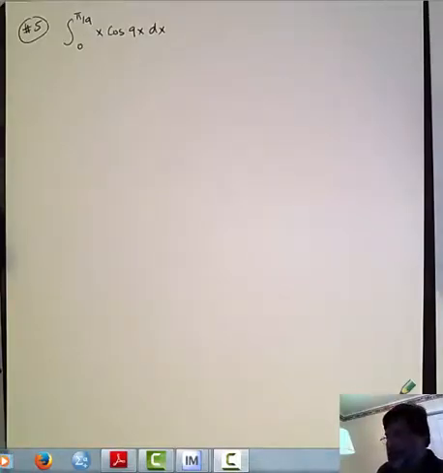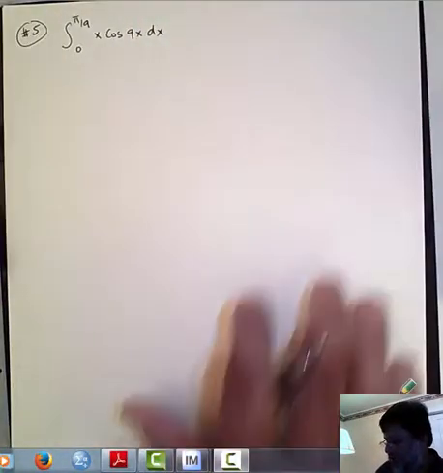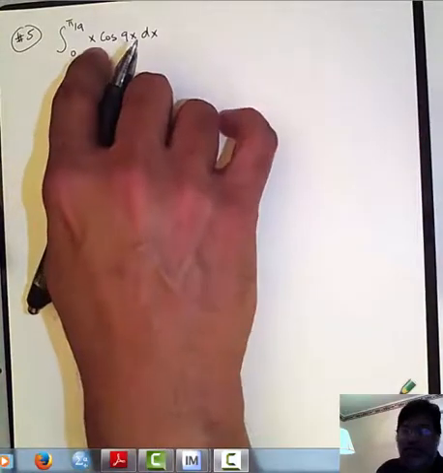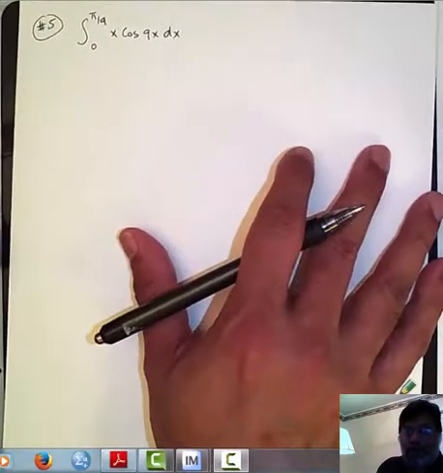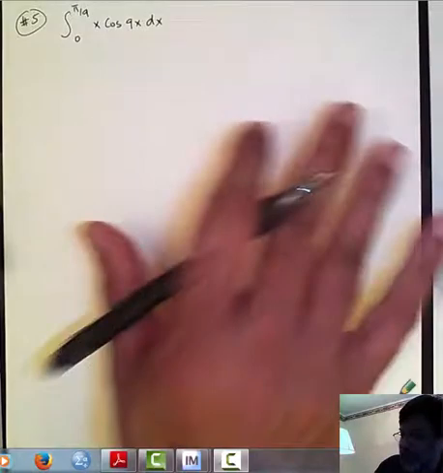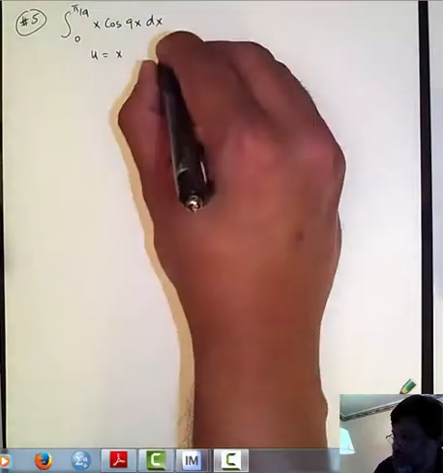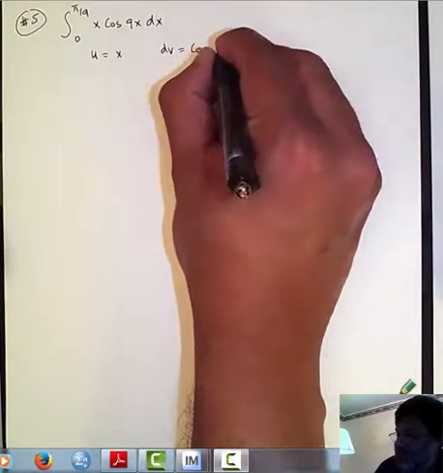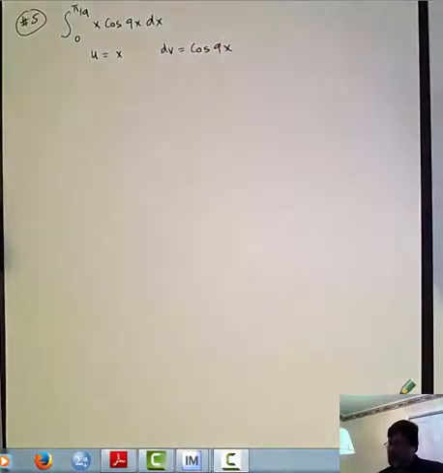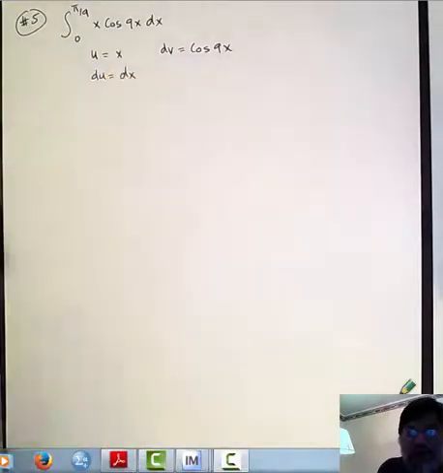Alright, number 5. It's a definite integral. And you know we're going to have to do integration by parts because we have two different functions here. Right? So what would be a good choice? Well, I would choose u to be x and dv to be cosine 9x. Alright, and now we go ahead and take the derivative of u. What's the derivative of u? du, and the derivative of x is dx.